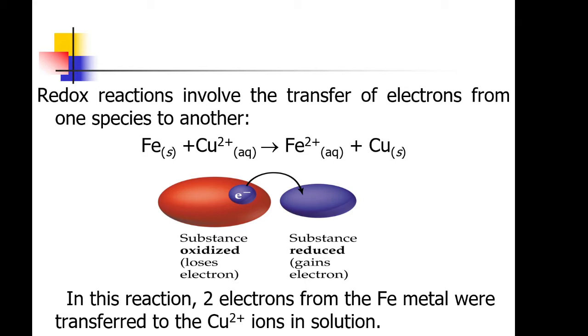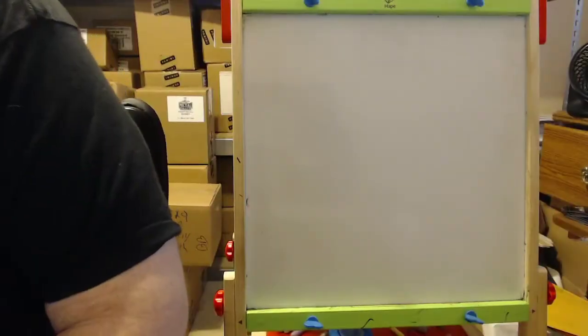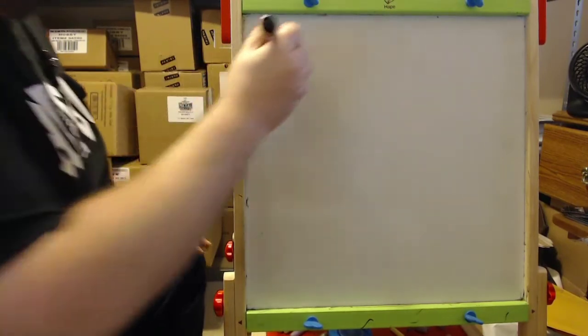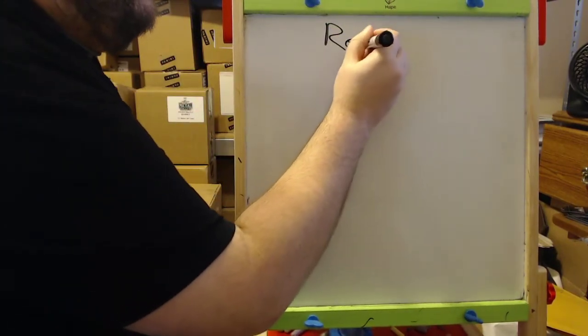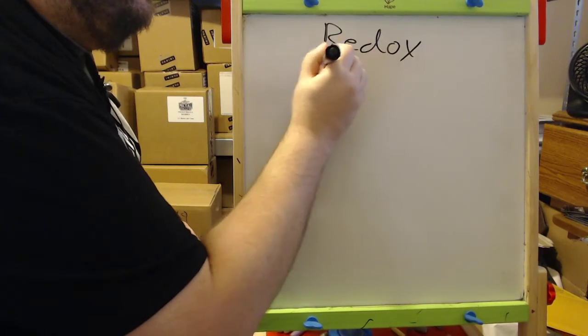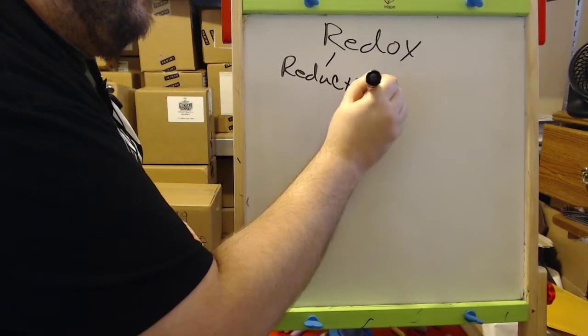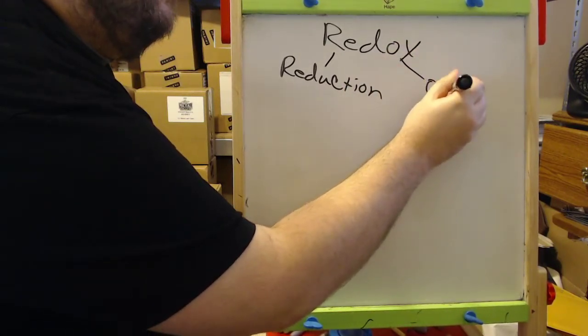Now, there is a reaction that we would have been doing in lab, the copper reaction, where you would have seen this happen live. But again, we're talking redox here. We're talking reduction and oxidation.